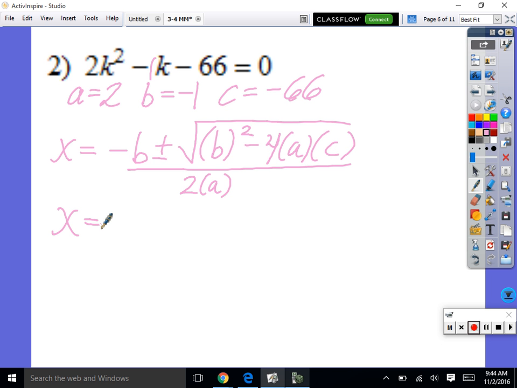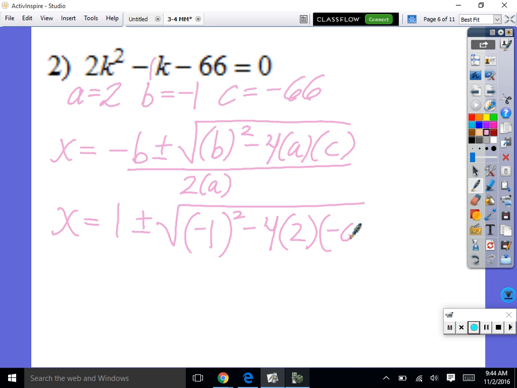x equals the opposite of b. Careful here. Isn't b negative 1? So it's going to be positive 1. Opposite of negative 1 is positive 1. Plus or minus the square root. We've got to use parentheses, b squared. So negative 1, because that's b, squared minus 4 times a, which is 2, times c, which is negative 66. And that's all over 2 times a, which is 2.